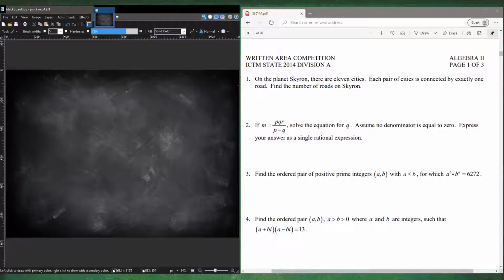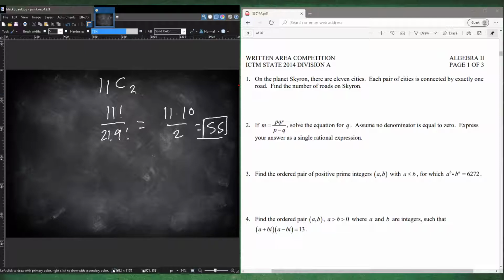Okay, number one. On the planet Skyron, there are 11 cities. Each pair of cities is connected by exactly one road. Find the number of roads on Skyron. So it's got to be a combination. So it's got to be 11 choose 2, because two cities have one pathway. So 11 choose 2. So that's 11 factorial over 2 factorial, 9 factorial. So that's 11 times 10 divided by 2, which is 55.